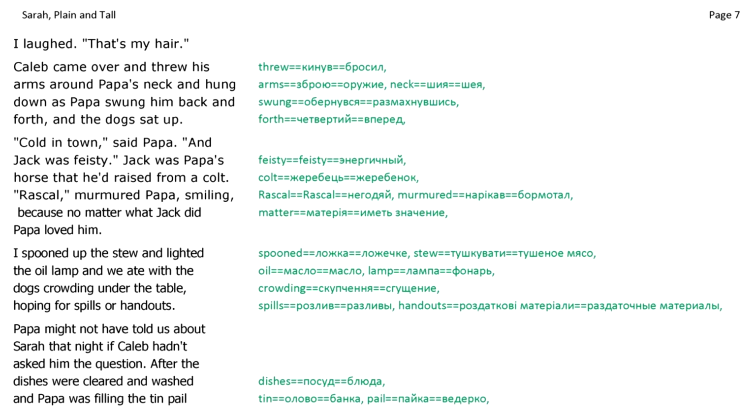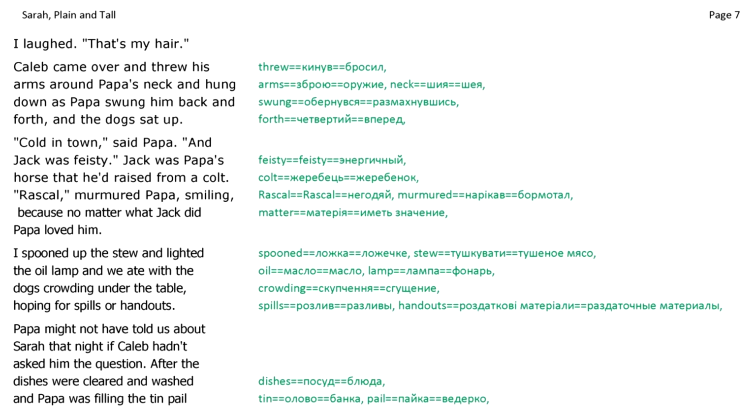"Cold in town," said Papa, "and Jack was feisty." Jack was Papa's horse that he had raised from a colt. "Rascal," murmured Papa, smiling, because no matter what Jack did, Papa loved him. I spooned up the stew and lighted the oil lamp, and we ate with the dogs crowded under the table, hoping for spills and handouts. Papa might not have told us about Sara that night if Caleb hadn't asked him the question.